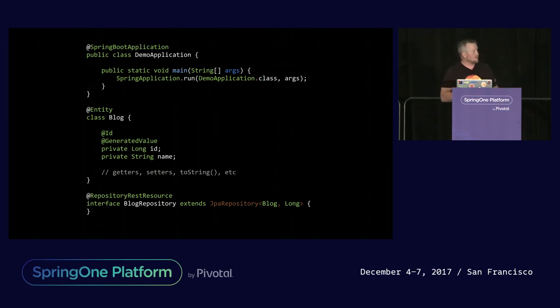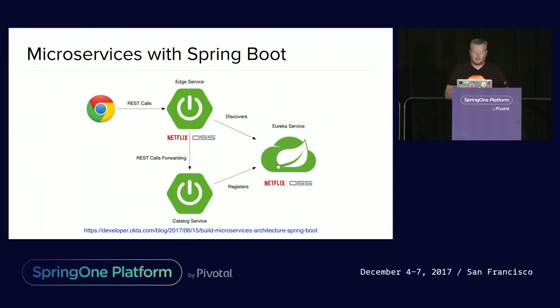And you can write a Spring Boot API in just a few lines of code. If it wasn't for Java and our getters and setters, this would be a full API. But I commented out the getters and setters and toString and hashCode and all that, so it actually fits on a slide. But you can also create a microservices architecture with Spring Boot.